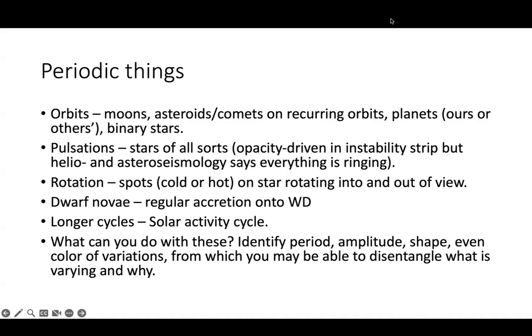And the kind of thing that I study is rotation. When you have spots, either hot or cold spots, rotating on the surface of the star, rotating into and out of view, you get a periodic signal. You can also get things that are periodic from dwarf novae, where you have a white dwarf and a giant companion, and as the two orbit each other, you can get regular accretion from the giant onto the white dwarf. You can also have periodic things on much longer cycles, like the solar activity cycle, where every 11 years you have changes in the amount of spots that the sun has. So you can do all sorts of interesting things with the periodic cycles that you find.